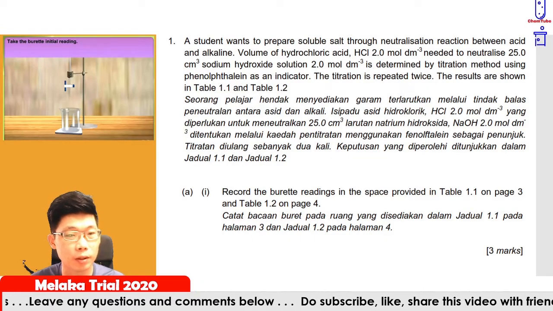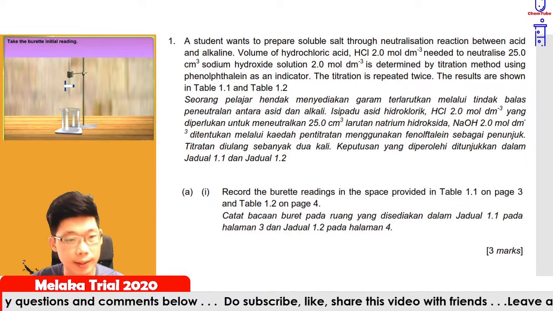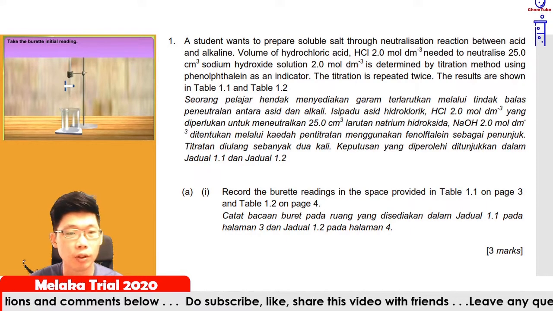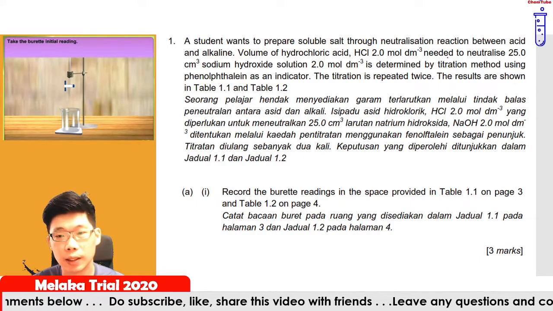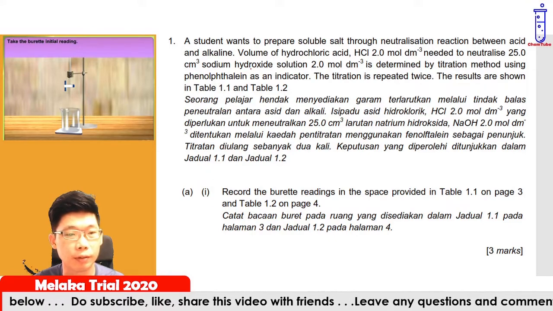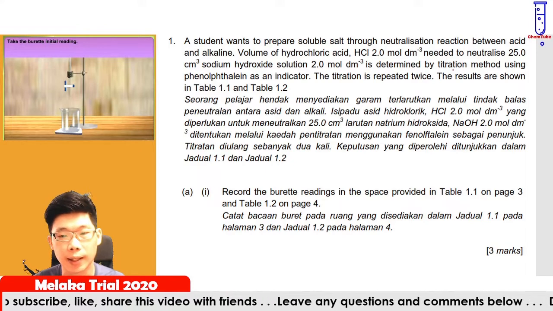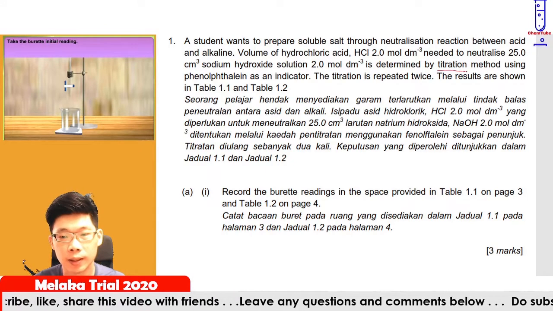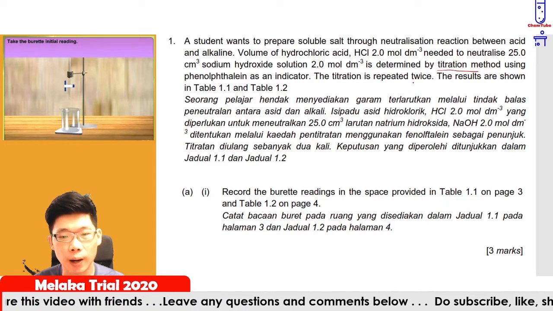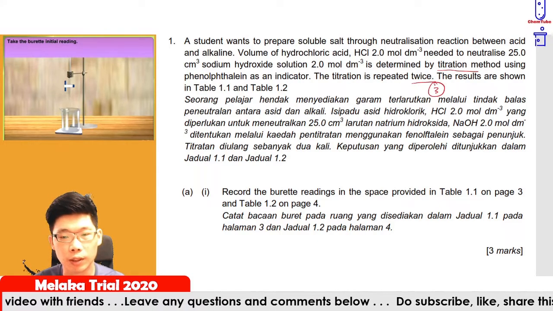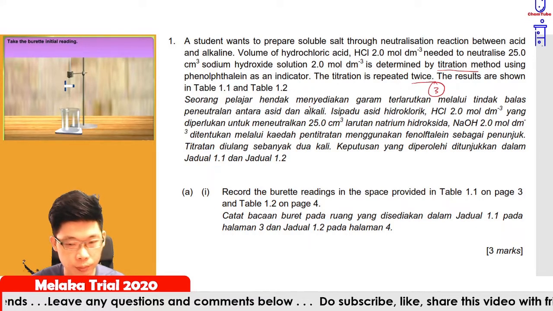A student wants to prepare a soluble salt through the neutralization reaction between the acid and the alkali. The volume of hydrochloric acid, 2 mole per cubic decimeter, needed to neutralize 25 cubic centimeter of sodium hydroxide solution is determined by the titration method, using phenolphthalein as an indicator. The titration is repeated twice, meaning in total you do it 3 times. The results are shown in tables 1.1 and 1.2.